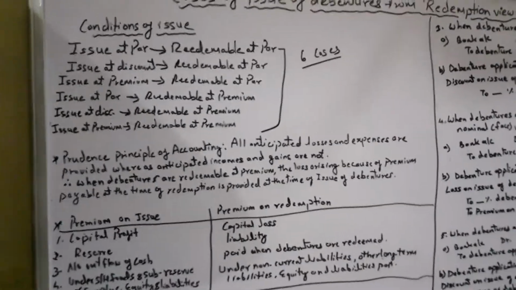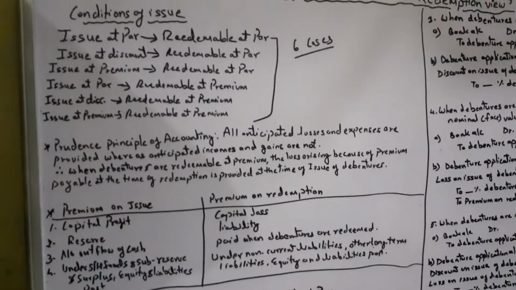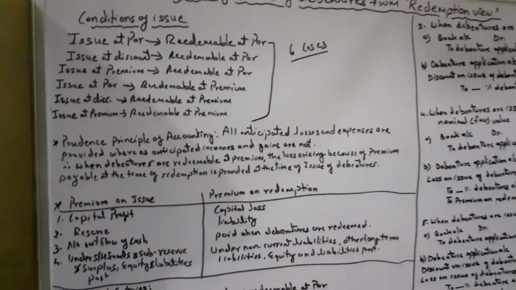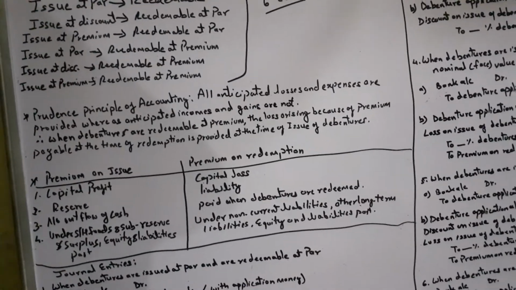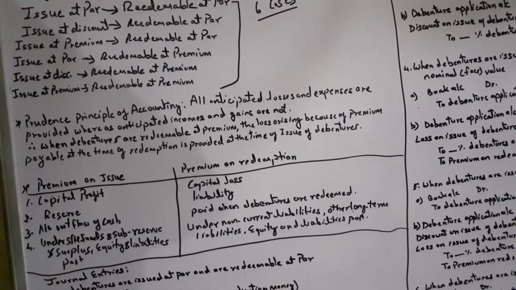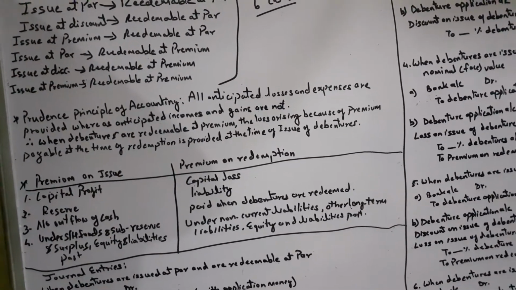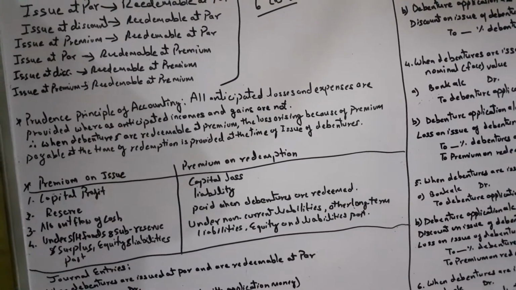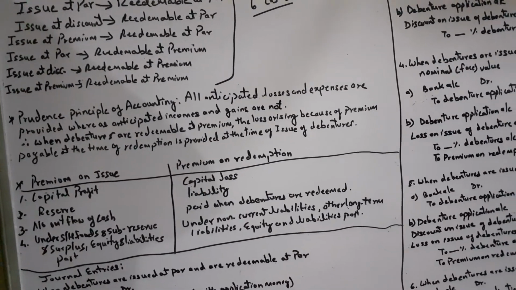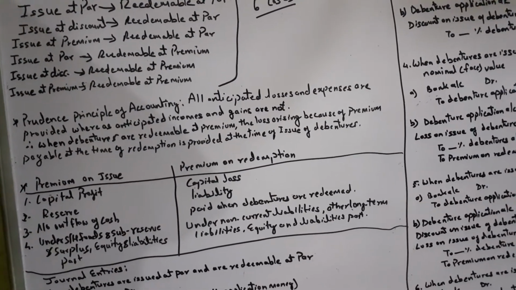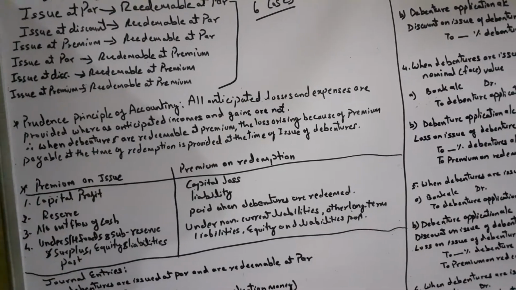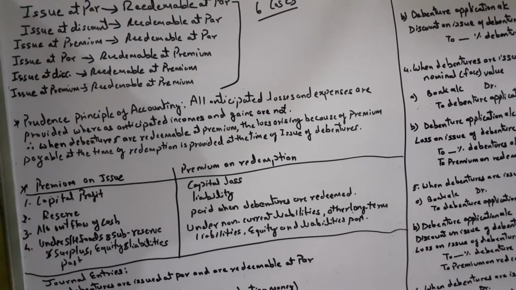So when we talk about redemption, another topic associated with this is the prudence principle of accounting. Now what is this prudence principle of accounting? It says all anticipated losses and expenses are provided for, whereas anticipated incomes and gains are not. Therefore, when debentures are redeemable at premium, the loss arising because of the premium payable at the time of redemption is provided for at the time of issue of debentures.